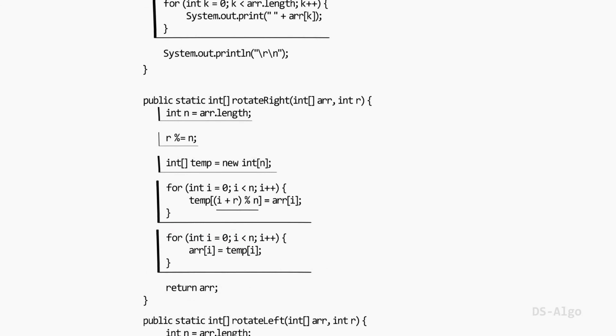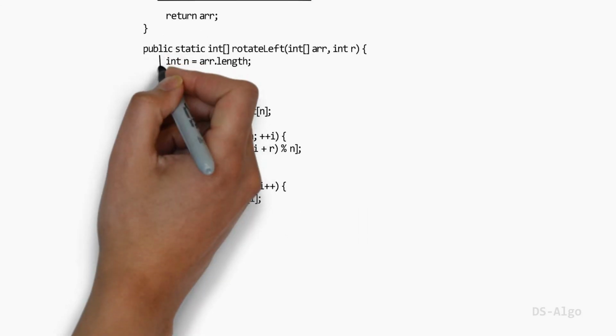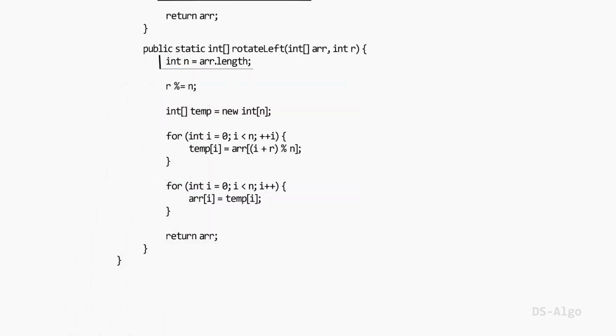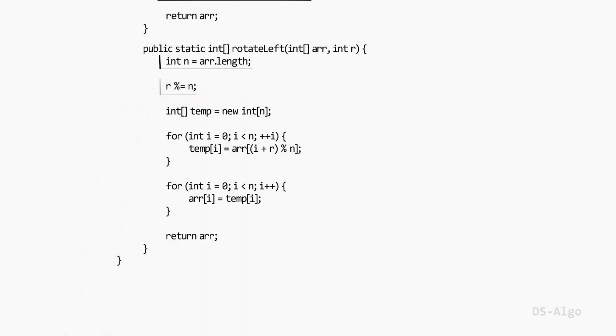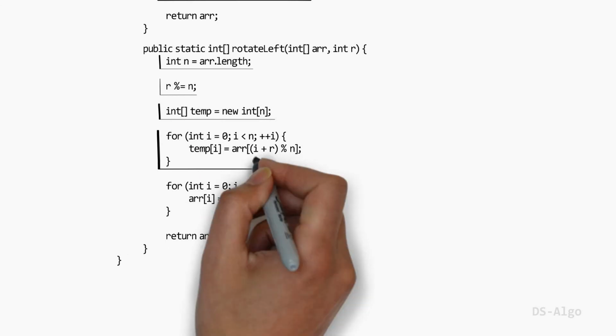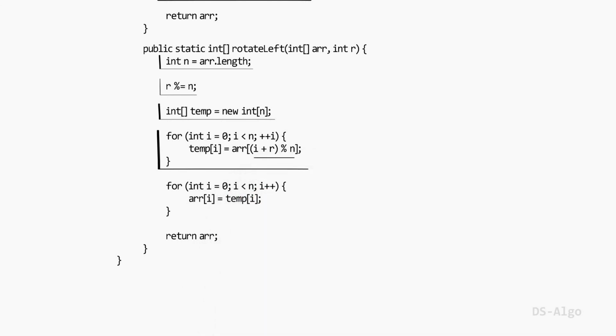Now let's look at the actual implementation for left rotation. Initialize the n variable with the given array size. This would speed up the rotation if the rotation count is greater than or equal to the array length. Declare the temporary array of size n. This for loop stores the element of the given array in a temporary array for each index I using this formula. This for loop stores back the elements of the auxiliary array in a given array.